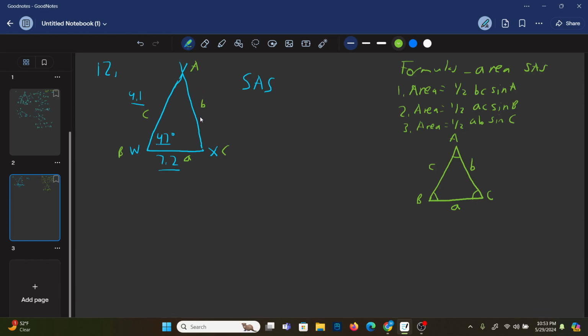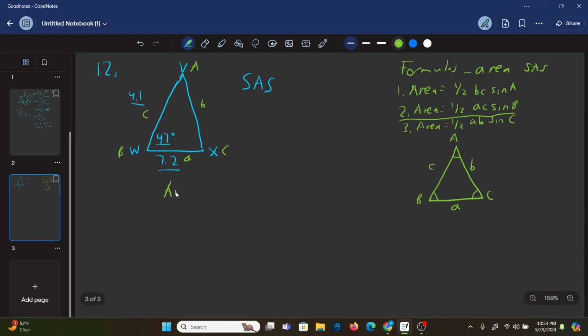So we can use the area formula. We have side little c, side little a, and angle B. Which of these formulas has side AC and angle B? It would be number 2, so that would be the formula that we would use.